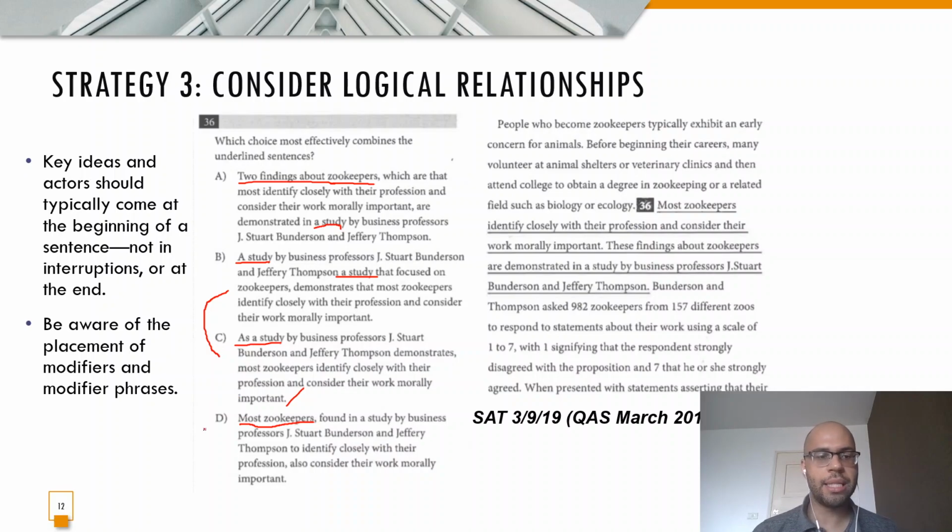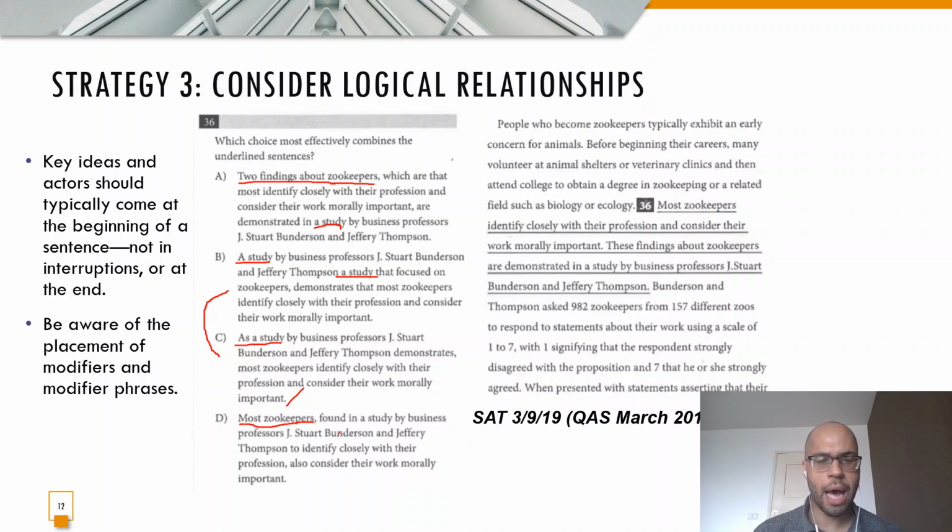Now let's look at D. Most zookeepers, found in a study by business professors J. Stewart Bunderson and Jeffrey Thompson to identify closely with their profession, also consider their work morally important. I don't like this one at all. The focus of this sentence is on the study, right? We're introducing the study by Bunderson and Thompson. And so that should be the primary focus, not the zookeepers. This makes the study the secondary point.